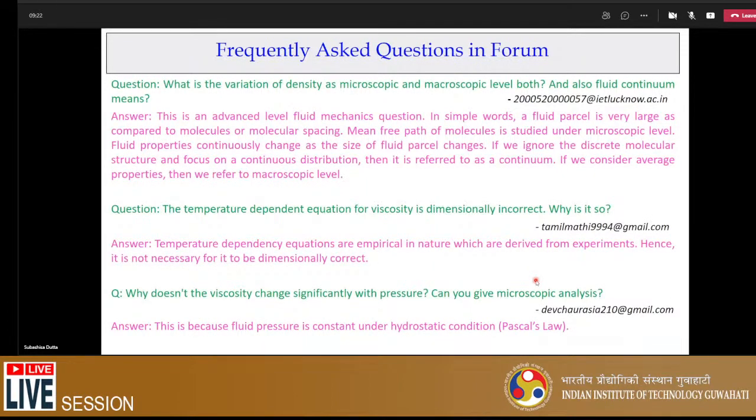Now, what are the questions I got? One of the questions was what is the variation of density at the microscopic and macroscopic level? If you look at the figures we discussed in more detail, because of microscopic nature, the fluid density variability will be very high because of the random motion of the fluid particles coming into the picture. That is what we discussed with the diagrams, and macroscopic uncertainty was also discussed.